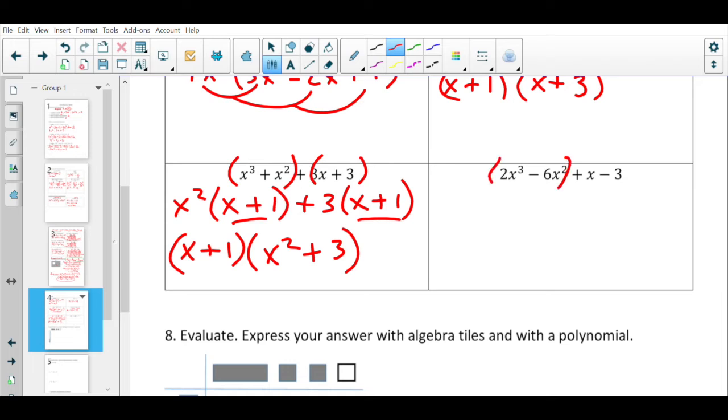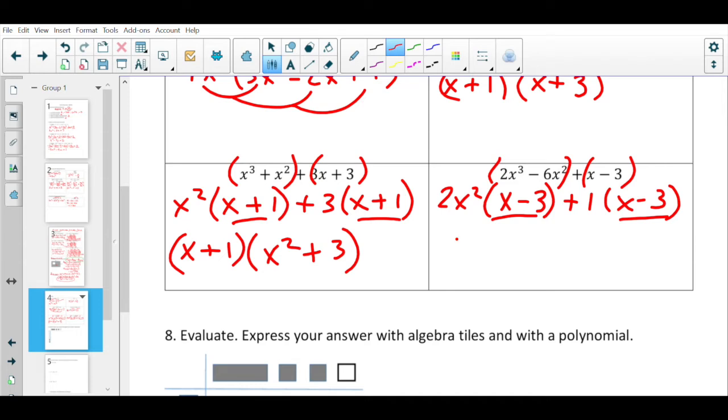Same deal here. Let's group these as such. So the common factor of these first two terms is 2x squared, that's x minus 3 plus, let's throw a 1 in front of here so we can see this problem a bit better. Now we have the common factor of both terms as x minus 3. Let's factor that out. And we're left with 2x squared plus 1.